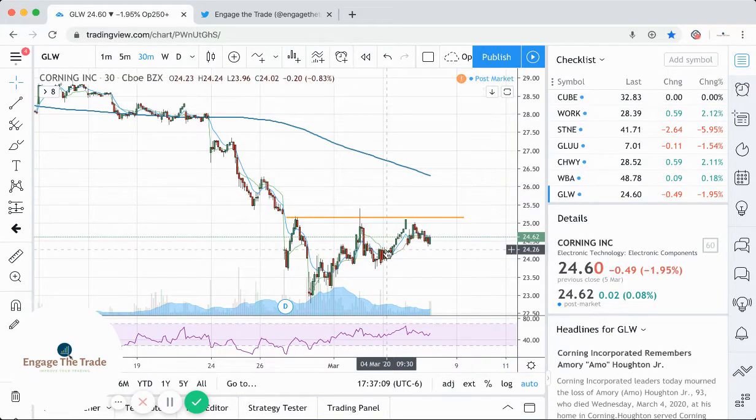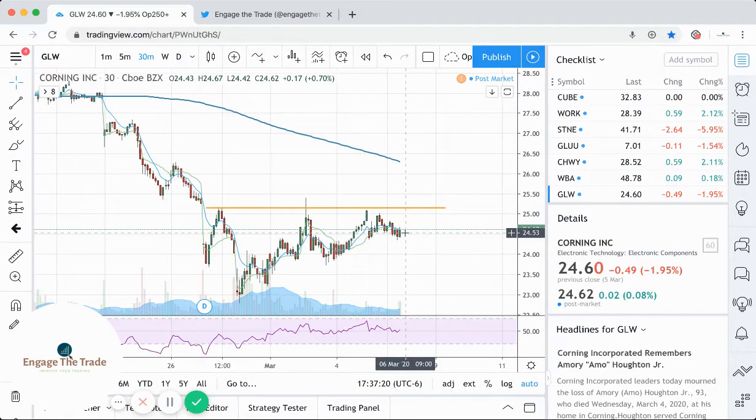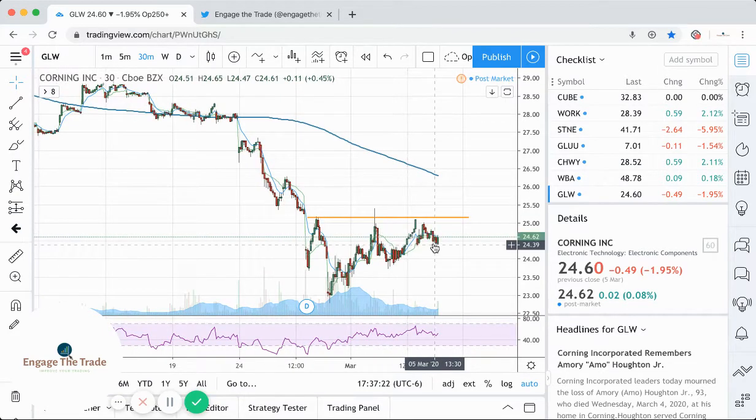This one I kept on because it had a great setup, just like Walgreens basically, and gap down, tried to come back up, couldn't, but it hasn't really failed yet. It's just kind of hanging there. So it's a good one to watch for both retest of this and then maybe even a fade.